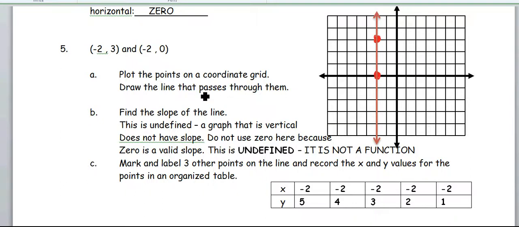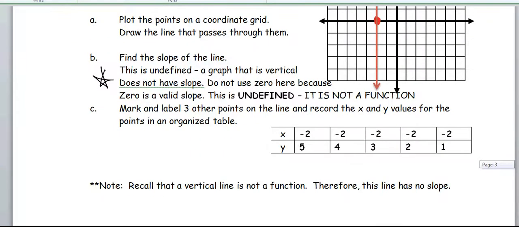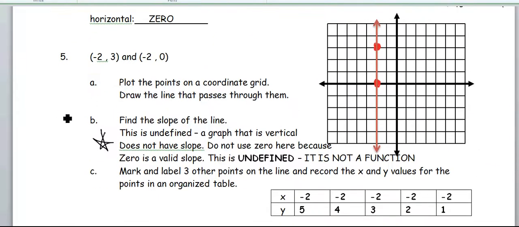So it says plot the points, draw the line, find the slope. Well, I want to tell you right here, this is very important, this is undefined. Because if we looked at this very carefully, we would see that my x value, let's say from here to here, increases by 3. My y value does not change. Well, here's a problem with this. This is mathematically not possible.